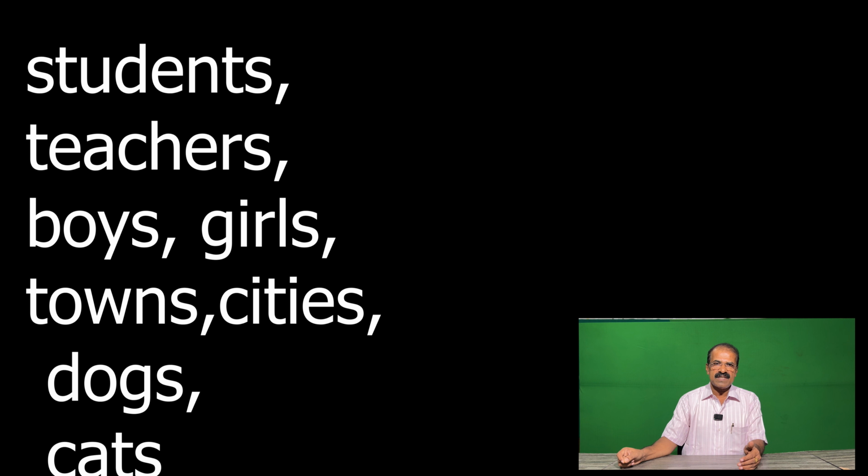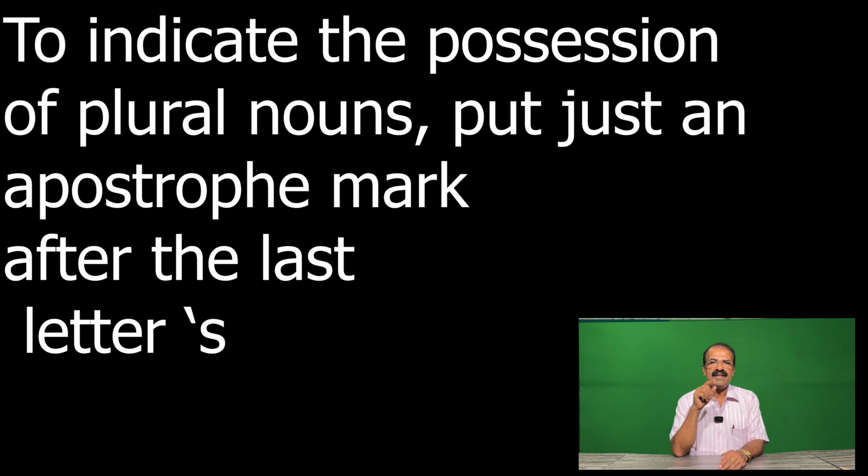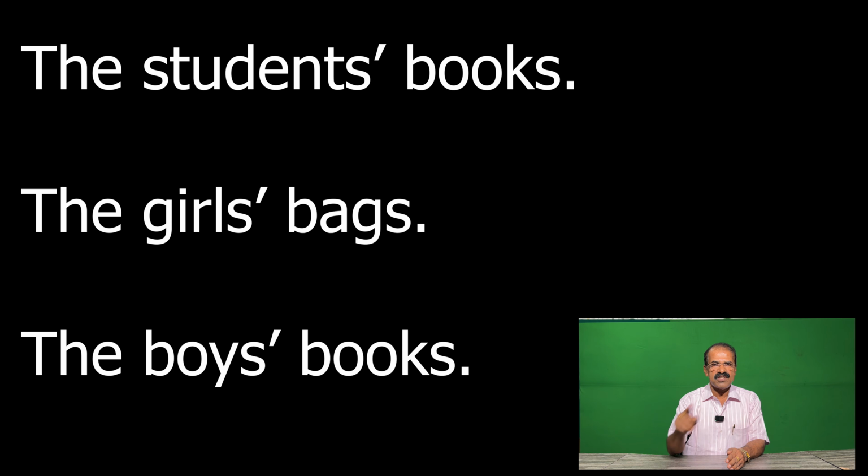All these are plural nouns. The last letter obviously is S. So what do you do here to indicate the possession of these nouns? These are plural nouns. To indicate the possession of plural nouns, you have to merely put an apostrophe at the end of the name, that is after S. S is the last letter. After the name, just put an apostrophe. So if I am talking about the books which belong to my students, I should say the students' books. Students apostrophe books. I can't say students's books. That is wrong.